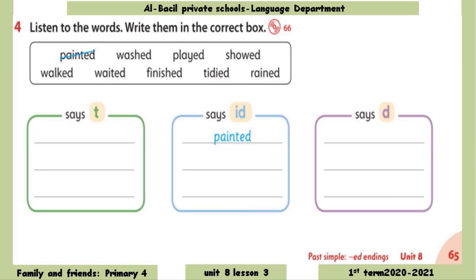Number four, listen to the words, write them in the correct box. Says T sound. Okay, washed. Which one? Says T, says ID, says D. Bravo, washed, T sound. Listening 66. Listen to the words. Now listen. Write them in the correct box. Right. Painted, washed, played, showed, walked, waited, finished, tidied, rained.